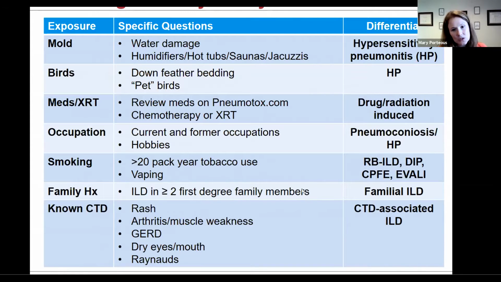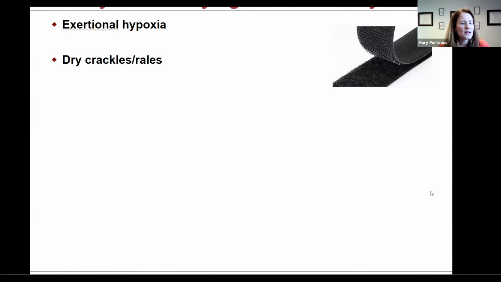Do they have a family history of interstitial lung disease? And do they have any known autoimmune disease or any of these symptoms that we talked about before that may clue you into an underlying connective tissue disease? So the next step in trying to identify the underlying cause is the exam.